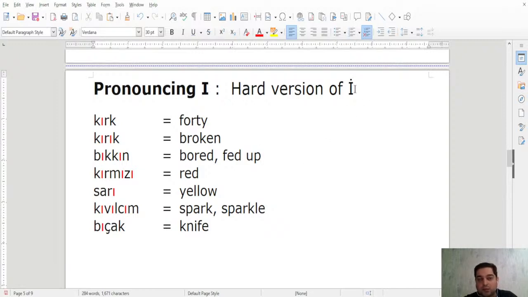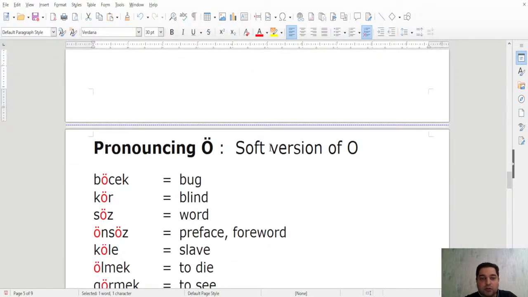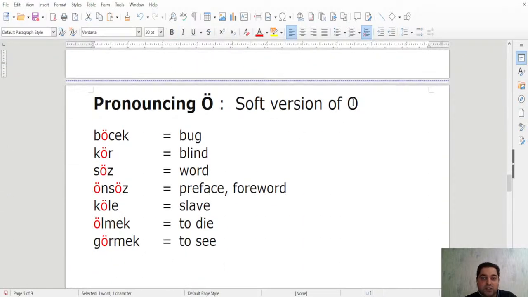And don't forget, Turkish letters have counterparts, right? For example, U has a counterpart in E. So here I is the hard counterpart of the letter E. Then we have the soft counterpart of the letter O, which exists in English already.